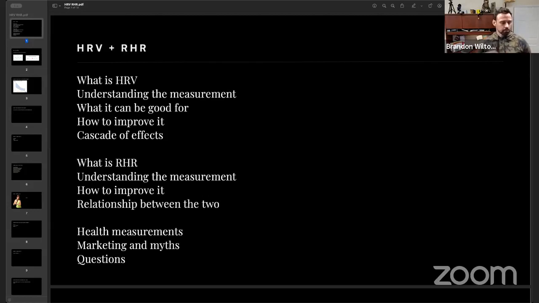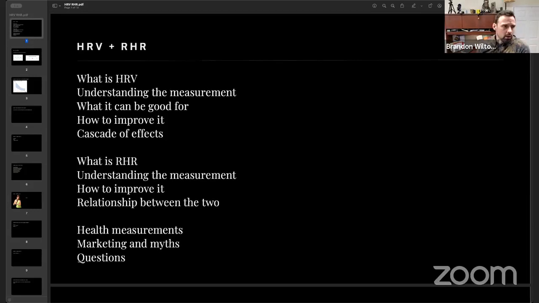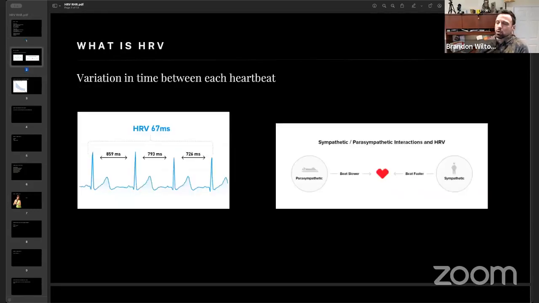What is it? Understanding the measurement, what it's good for, how to improve it, the cascade of effects. What is resting heart rate, understanding that, how to improve that, and the relationship between the two. It's all very surface level. I don't think I'll do any really deep dives. If anyone wants to go deeper on some of this, feel free to reach out to me and we can jam on some stuff. But let's go ahead and get after it. What is heart rate variability?